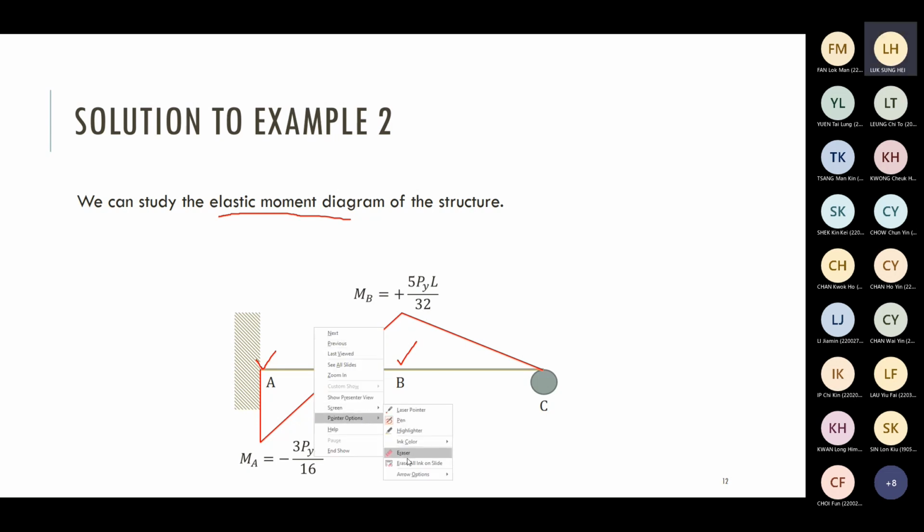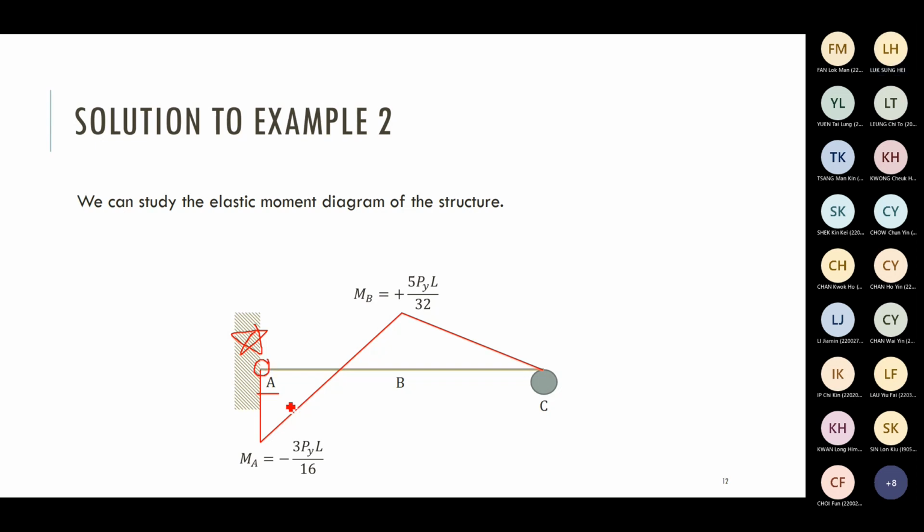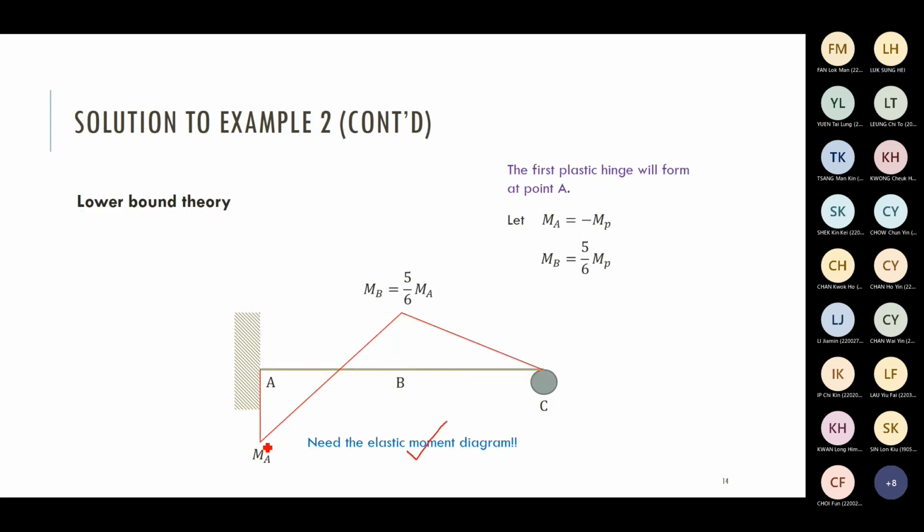When you read the values, you can see that the maximum moment occurs at point A. That means the plastic hinge will form first at point A. So this value, MA, is also equal to MP, maybe with a negative sign. This is one condition we have from the moment diagram and the yield requirement. This value is equal to our plastic moment, negative.